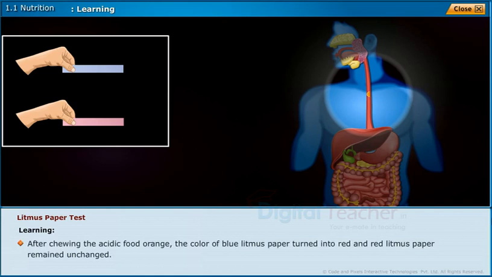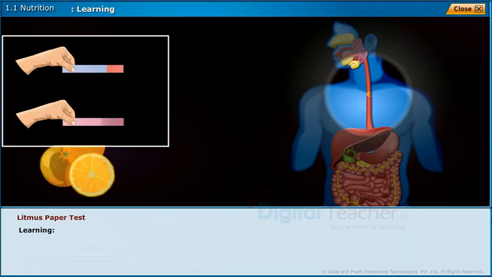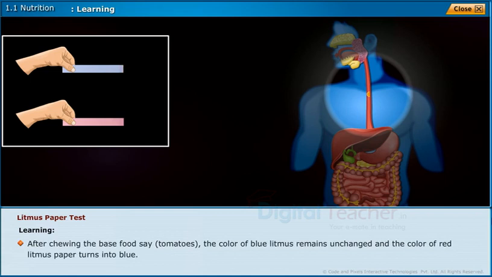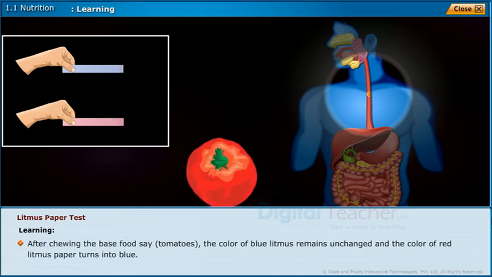After chewing the acidic food orange, the color of blue litmus paper turned into red and red litmus paper remained unchanged. After chewing the base food, say tomatoes, the color of blue litmus remains unchanged and the color of red litmus paper turns into blue.